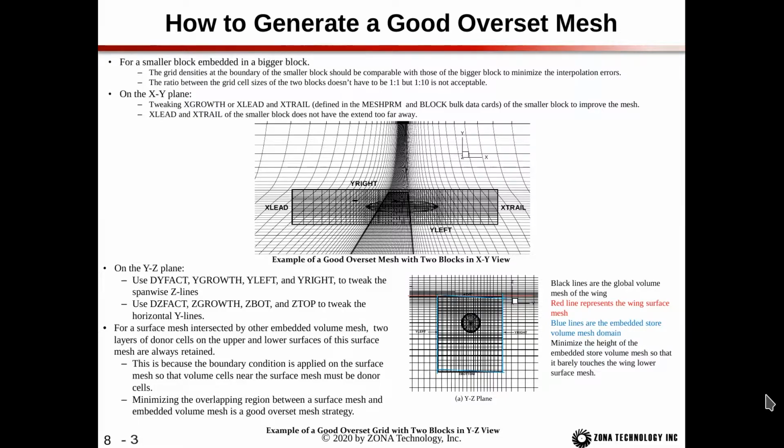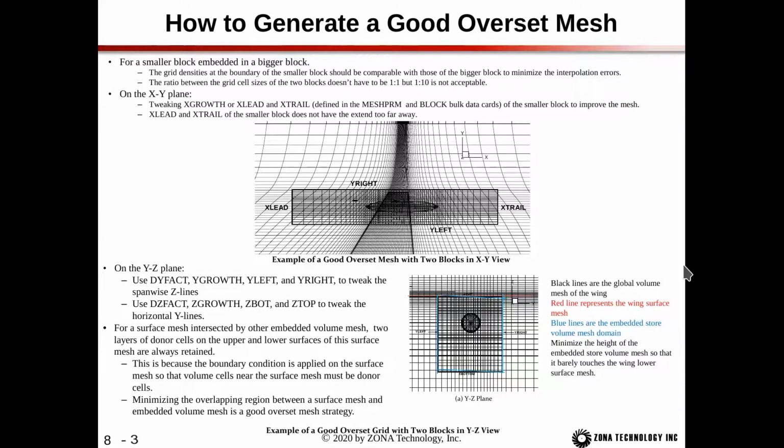So some key points here of how to generate a good overset mesh. For the smaller block embedded in a bigger block, the grid densities at the boundary of the smaller block should be comparable with those of the bigger block to minimize the interpolation errors. And the ratio between the grid cell sizes of the two blocks doesn't have to be exactly 1:1, but 1:10 is too large and not acceptable.